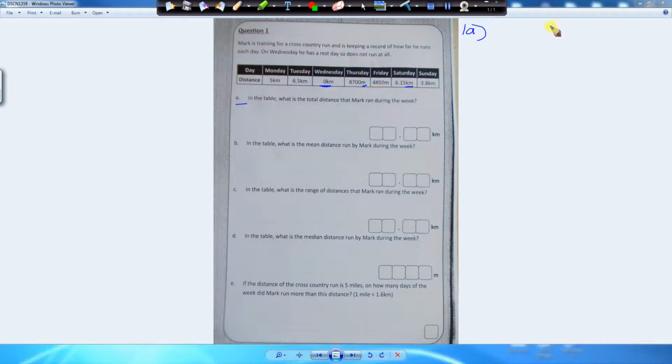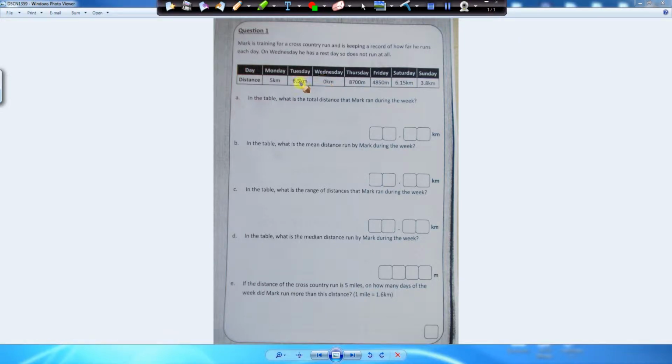So it wants the answers back in kilometers. I think we can do it quite easily as meters and change it back into kilometers. Uzma, can you read off the values to me, please? First one is 5 kilometers. To change kilometers into meters, what do we do? Times by 1,000. So that gives us 5,000. The next one, 6,500. Okay, excellent. 300 now.